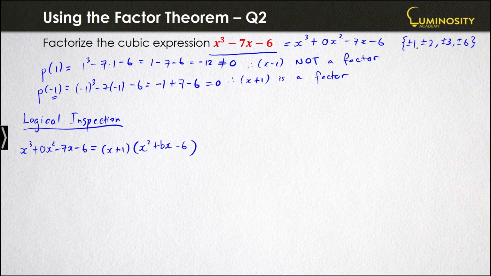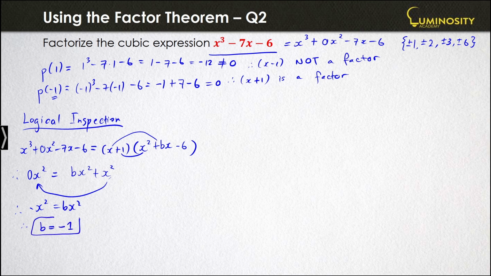Well, again, I'm going to compare the x squared terms here. So on the left, we have 0x squared. And on the right, we're going to have x times bx is bx squared, and 1 times x squared is x squared. And those are the only terms when expanded out that give me x squared. So now if I take x squared to the left here, I have negative x squared equals bx squared. And therefore dividing both sides by x squared, I get b equals negative 1.